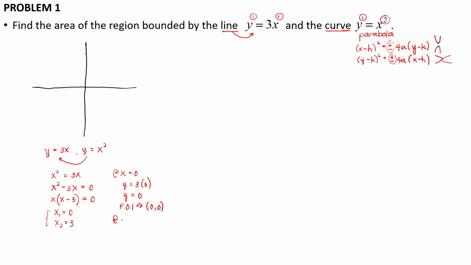Okay, and then the second point of intersection, if x is equal to 3, that's 3 times 3, so y is equal to 9. So the second point of intersection is at (3, 9). So the first point of intersection is at (0, 0), and the second point is at (3, 9). So 1, 2, 3, 4, 5, 6, 7, 8. Let's say this is the ninth one. Then 1, 2, 3. Let's say this is the point here.